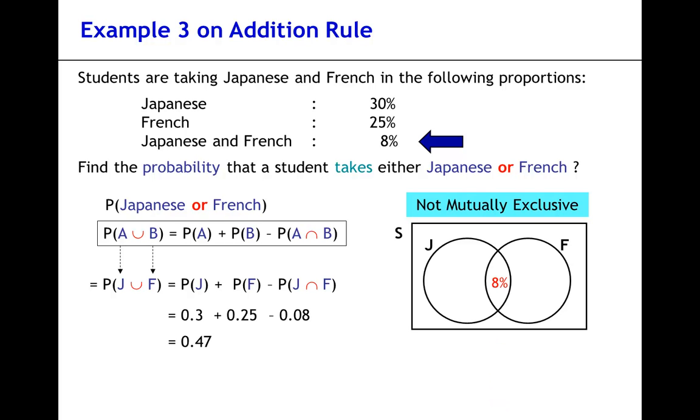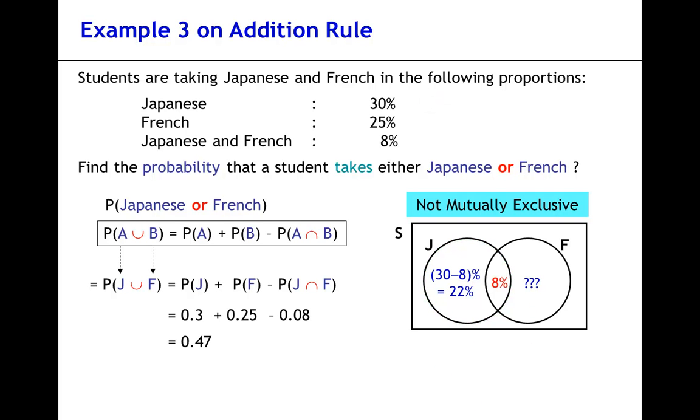So what's the probability of students who take Japanese only but not French? Well, the 30% given here refers to the whole circle of J. Hence, this region takes on the value of 30 minus 8%.